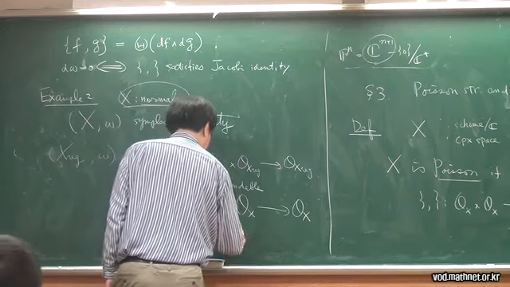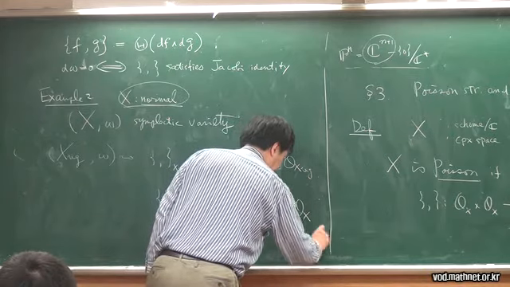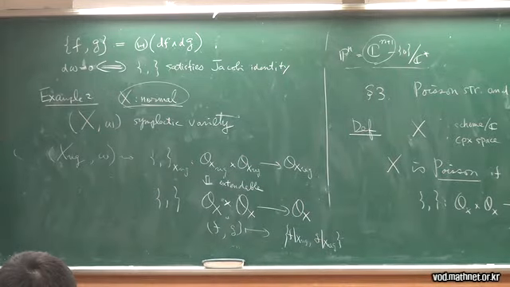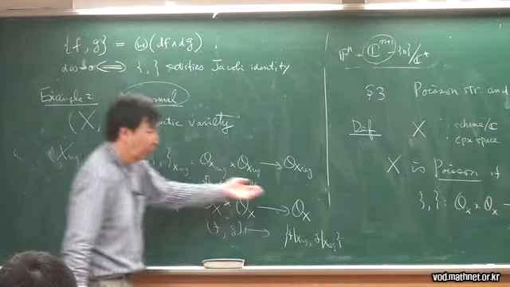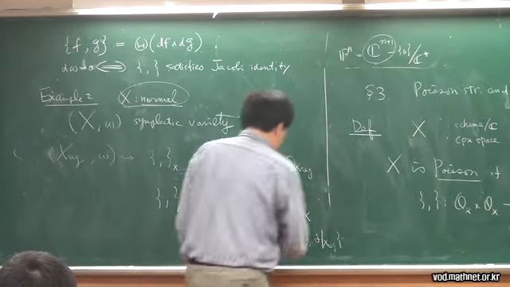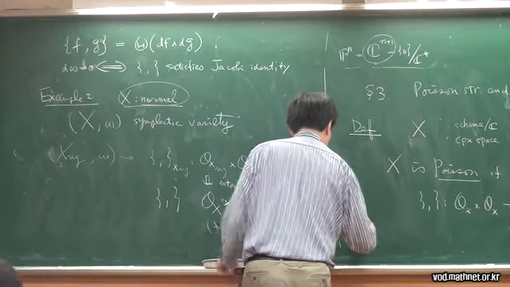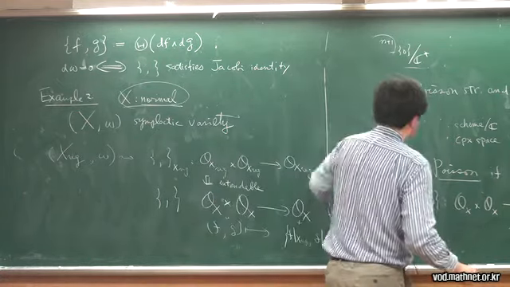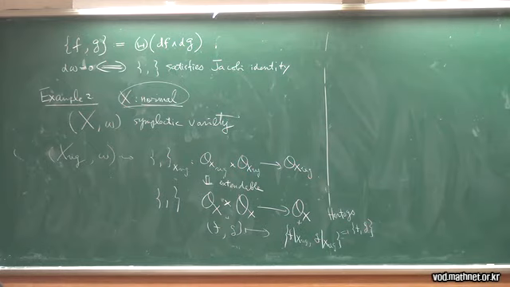So the definition is as follows. If you take F, G, and restrict F to the regular part and G restrict to the regular part, you have a function on the regular part. But if you have a holomorphic function on the regular part, it uniquely extends to the whole X by the Hartogs type theorem. So it extends to this, and this we define {F, G}. So a symplectic variety has a natural Poisson structure. This is the second example.